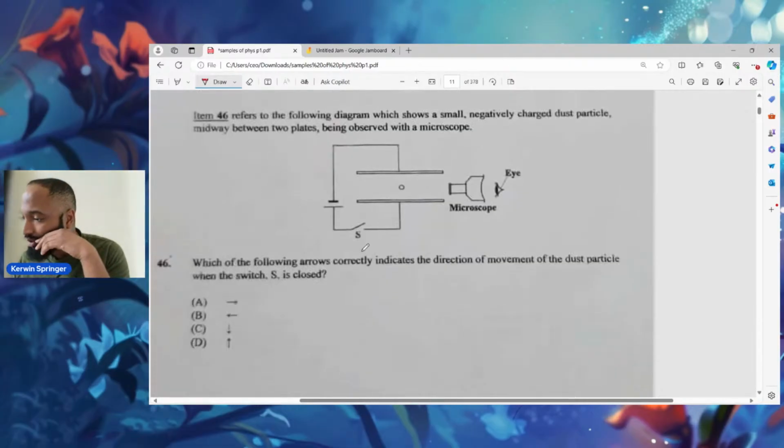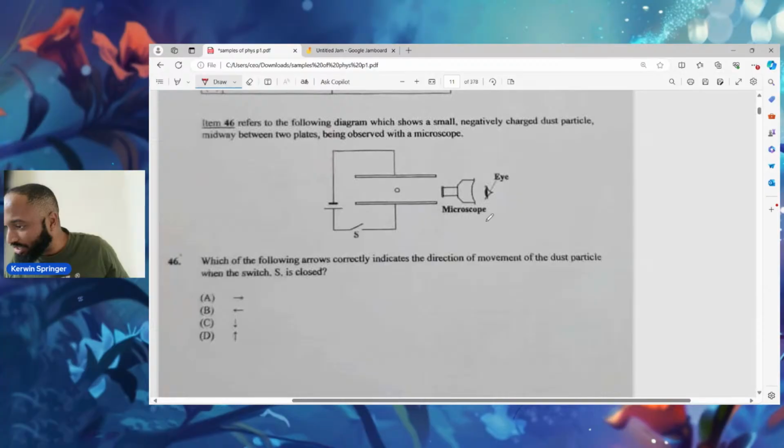Which of the following arrows correctly indicates the direction of the movement of the dust particle when the switch S is closed? It's negatively charged. This side will be positive, this side will be negative. We'll go here. This will be negative. This will be positive.